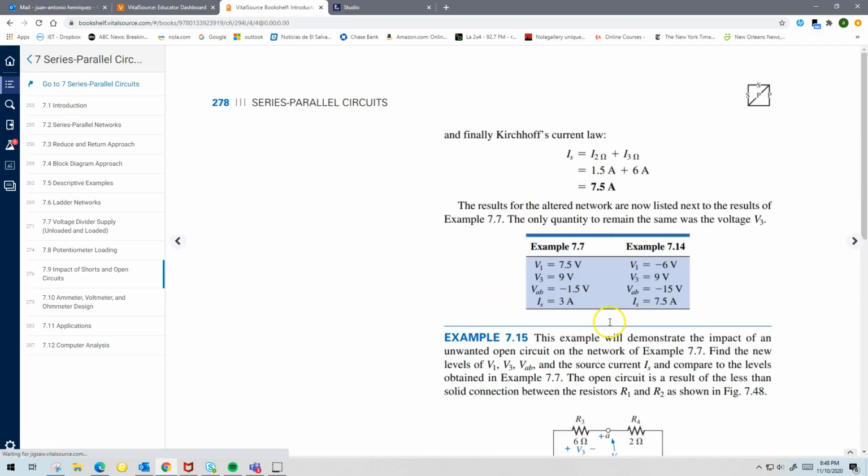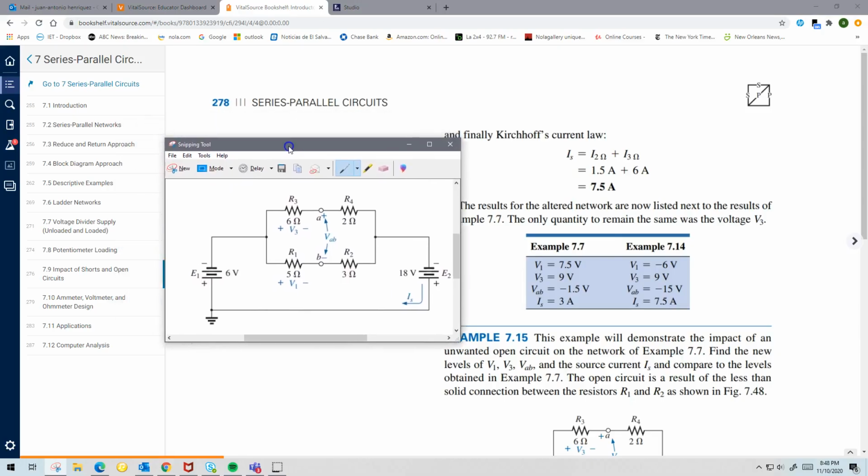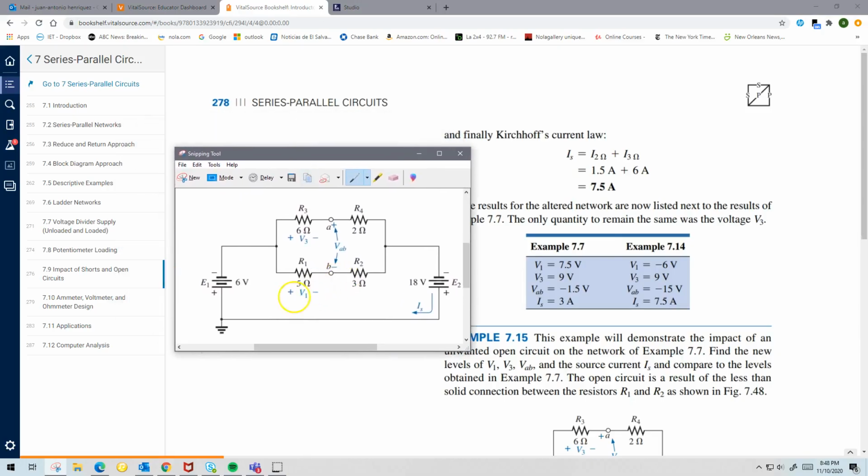And so the currents can be easily found. I'm not going to go over how to find the currents. Again, that's something that you should know. But what the problem is showing you is the difference from what we had in the previous example, to where we added that short from B to ground. The difference is in the voltages that you get.